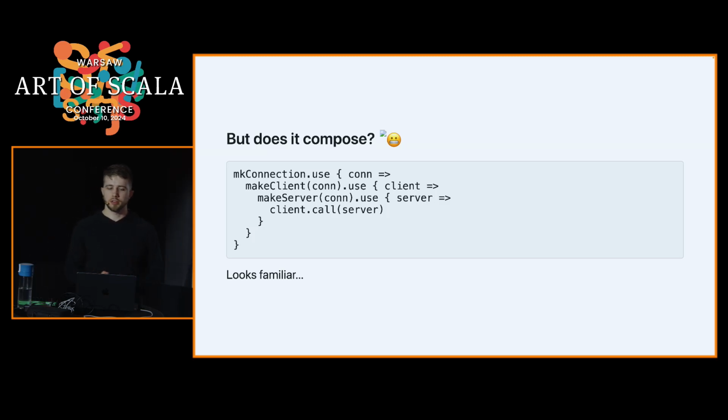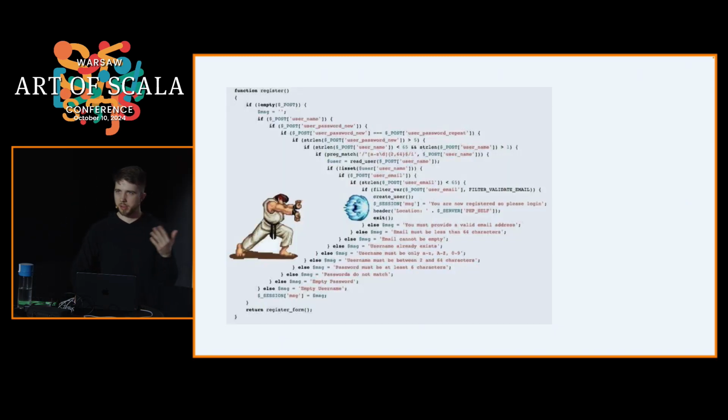And the main question we have to ask when we see something like this is, does it compose? Because things like try finally or try with resources in Java don't compose that well, because you just get this same kind of pattern, this increasing level of nesting. And this does look familiar, doesn't it? So we want to avoid getting ourselves into such a situation.